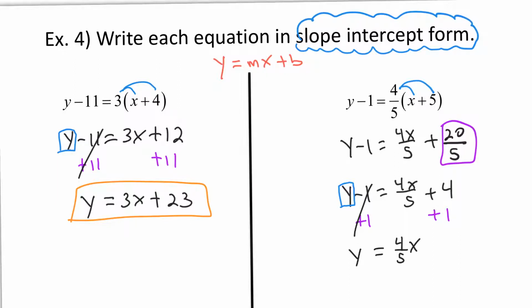You can put the x next to the fraction. It's okay. You can put it on the top of the fraction, but it's very common to have it next to the fraction. So 4 over 5x plus 5. So we have the slope-intercept form.